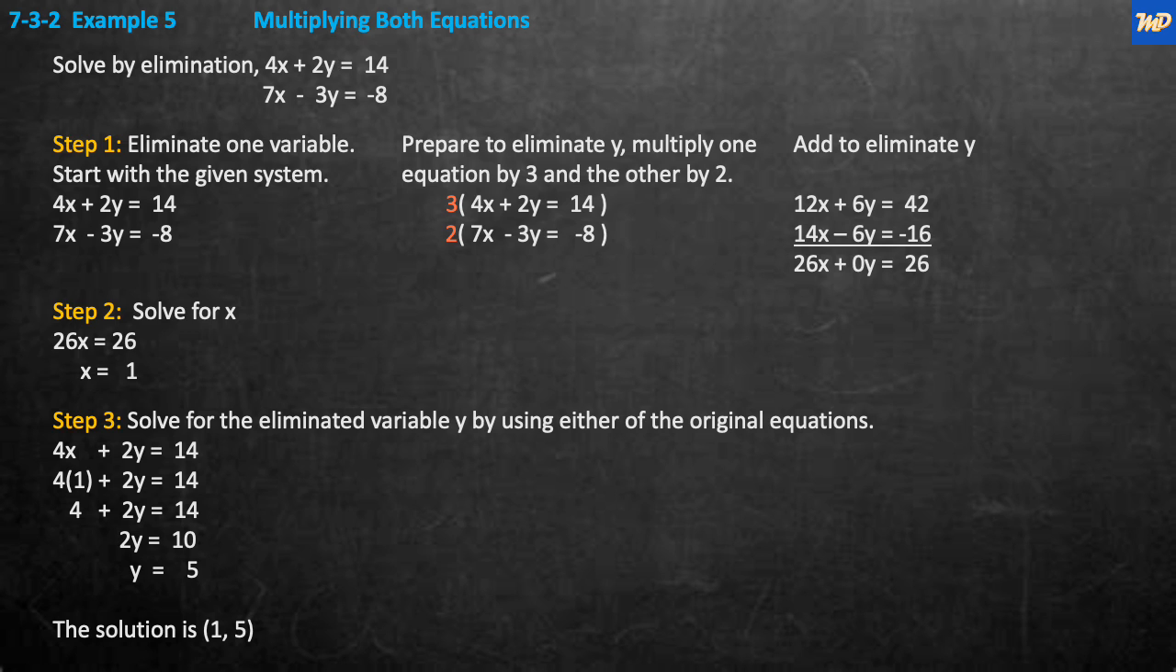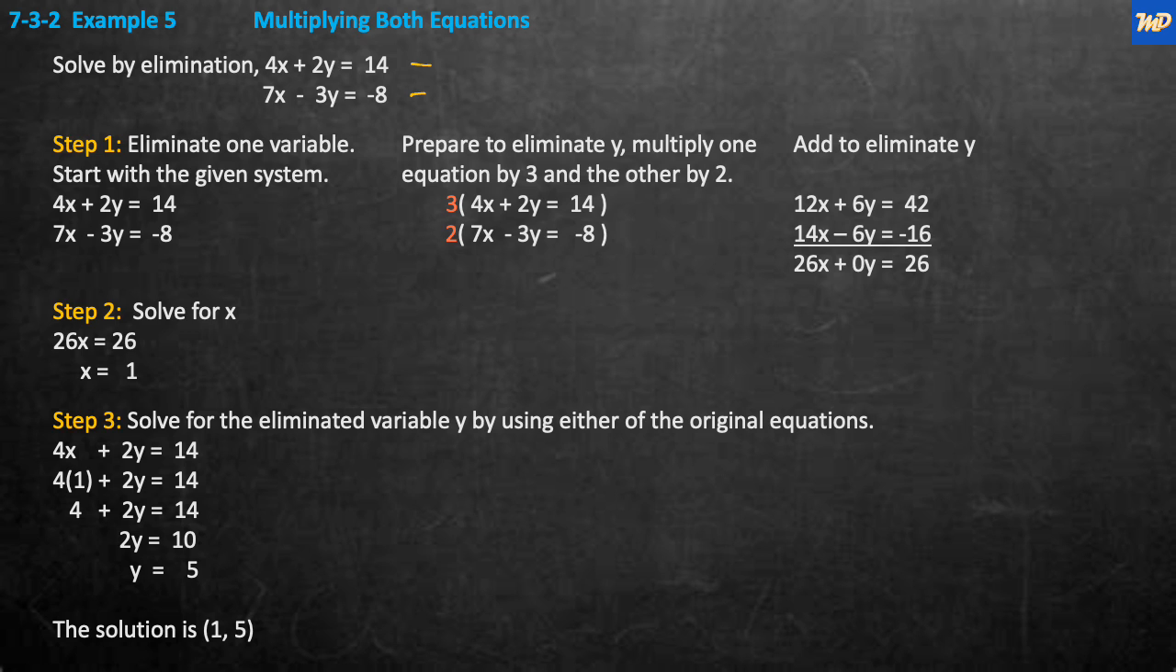Sometimes though, in fact, probably most of the time in real life, in order to get one variable to add or subtract and equal 0, you're going to have to multiply both equations by different numbers, in order that you can get that variable, x or y or whichever, common to each other. So let's take a look at one. Solve by elimination. 4x plus 2y equals 14. That's our first system equation. And then 7x minus 3y equals negative 8. That's our second system equation.